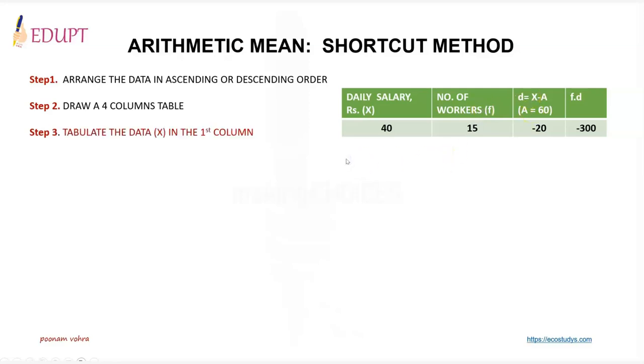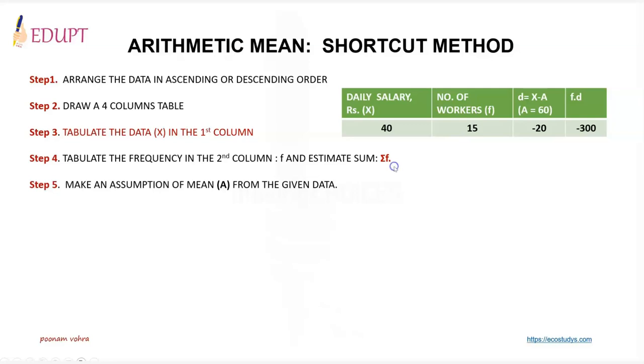So you need to tabulate the data, x in the first column, then tabulate the frequency in the second column and have the summation, which is sigma f. Then make an assumption of assumed mean from the given data.